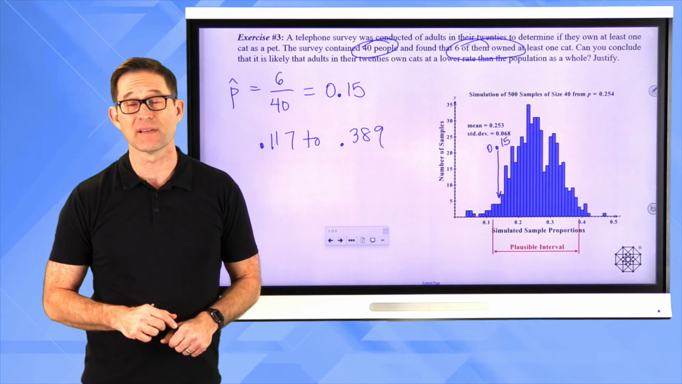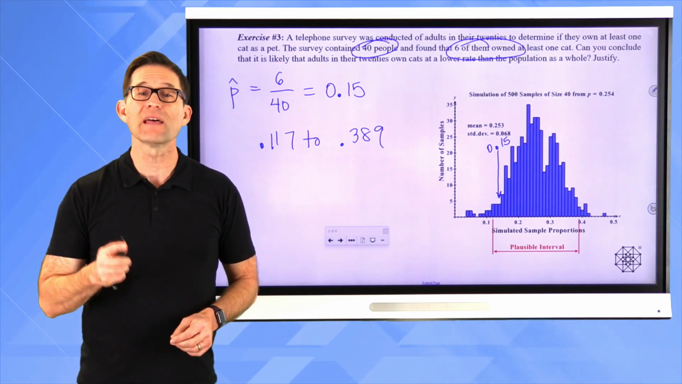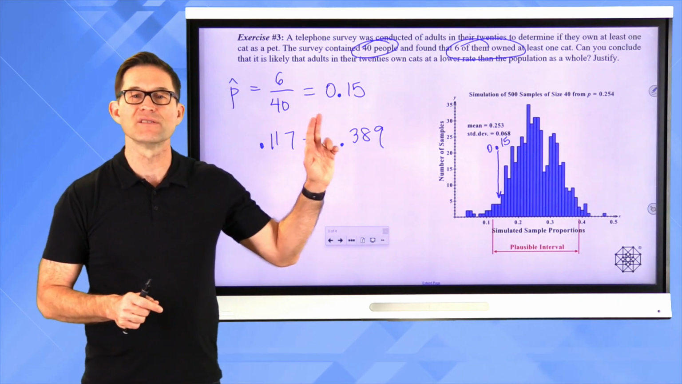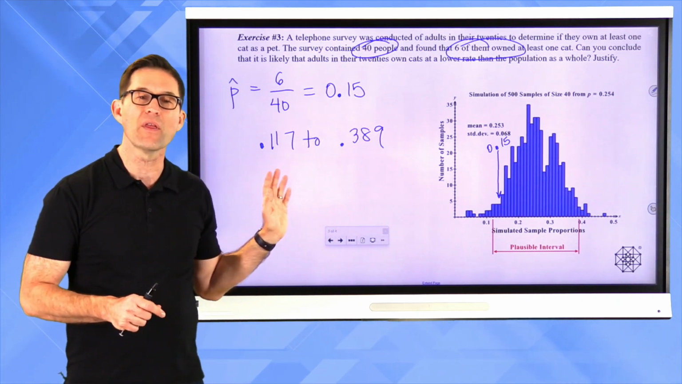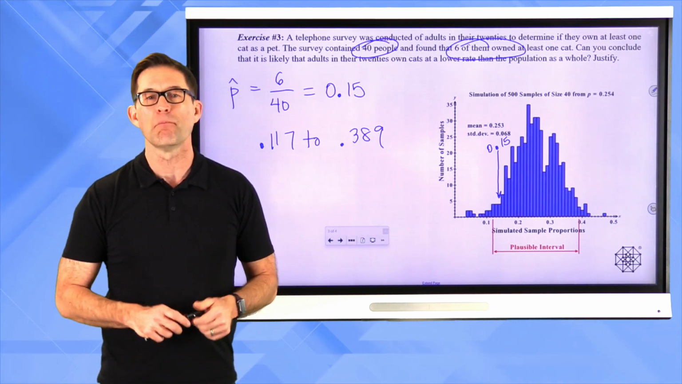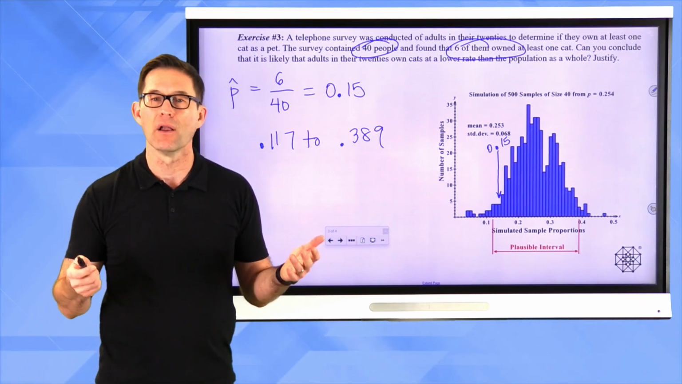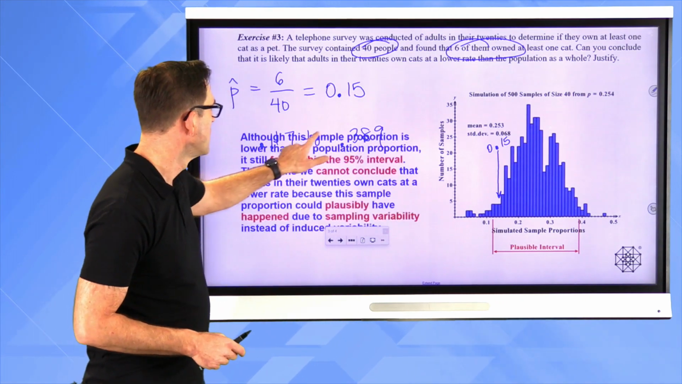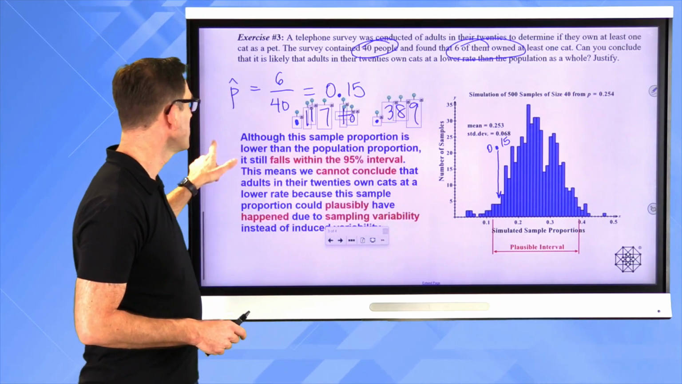don't own cats at a lower rate. It tells us that we can't definitively conclude that. In other words, the 0.15 is within a plausible interval where it could have happened by sampling variability alone. That could have happened.